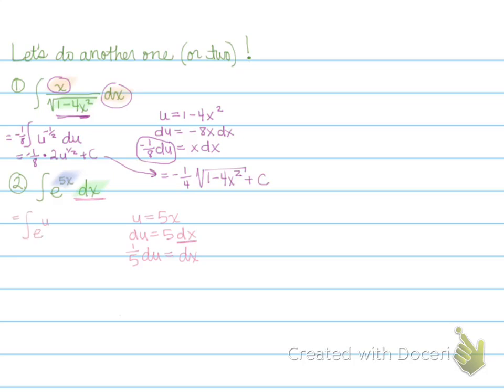E to the u du. I'm going to put the constant coefficient 1/5 out in the front because 1/5 du is what replaced dx. This equals 1/5 e to the u plus c. And plug in your x expression again. 1/5 e to the 5x plus c is your final answer. Pause and go through these again if you feel like you need to.